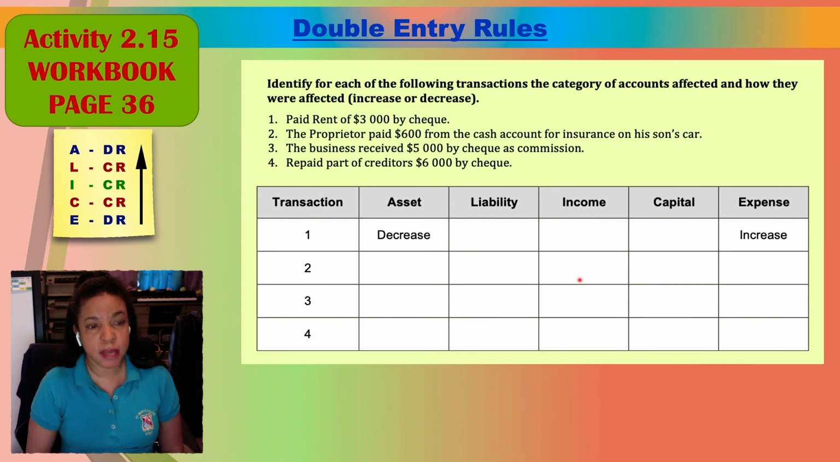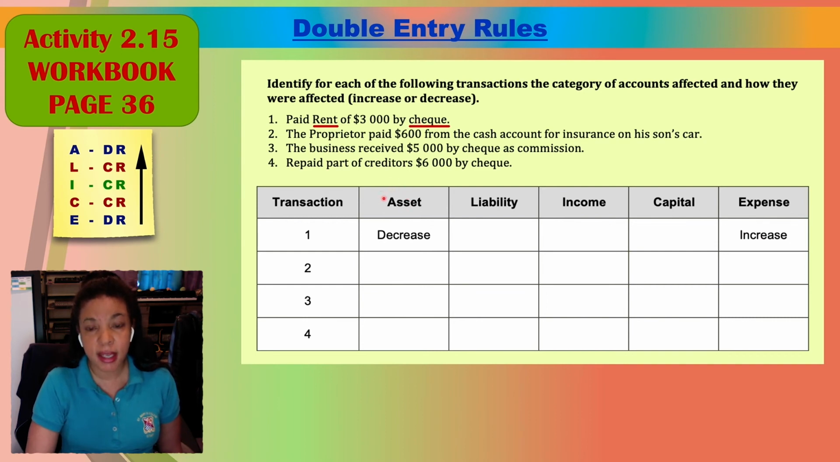Still on the same activity at the bottom, much easier. This one, you identify just like all the others, but they asked you for different information. So you identify rent and you identify check, which is bank. But they only asked you in terms of the category. So it's asset, liability, income, capital, expense. For number 1, rent was affected. What is rent? It's an expense. Expenses always increase.